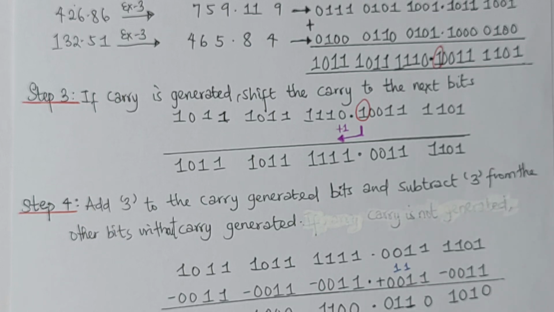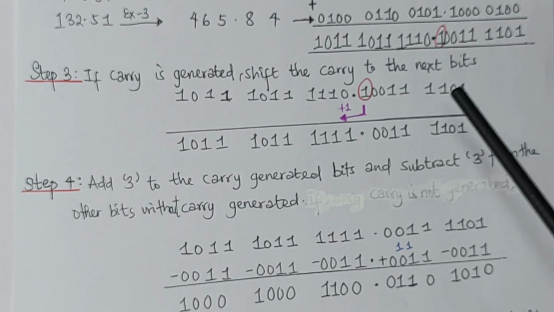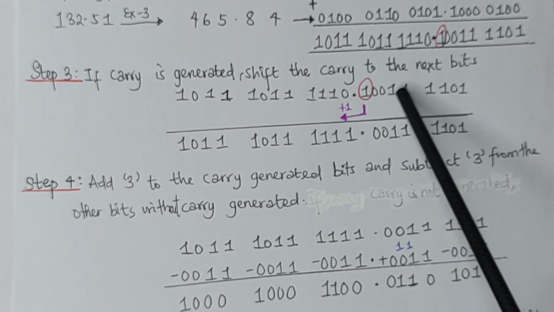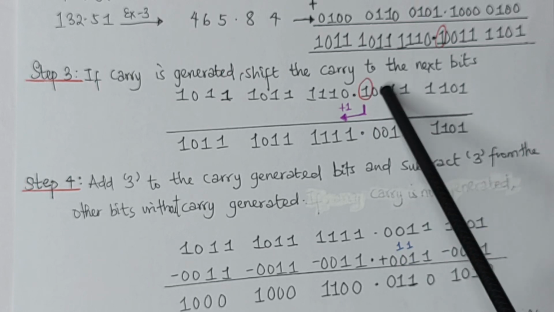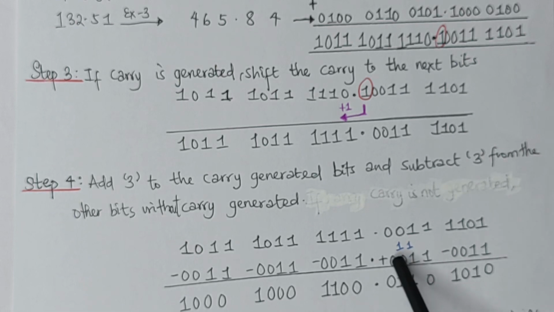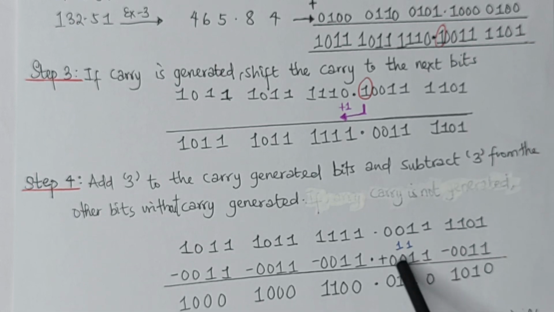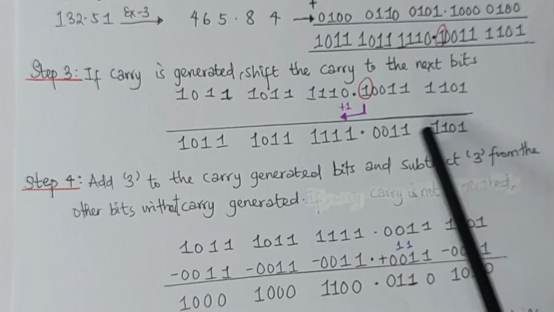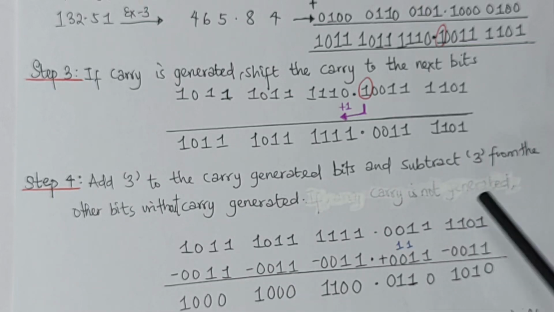Now, just look at this example. You're going to understand this very well. So this part was where carry was generated, right? So we are going to add 3 to this one and then subtract 3 from these ones. Now this is what you can see here. So this part is plus 3, but this part is minus 3, minus 3, minus 3, minus 3. Remember, you're using these new values, okay?